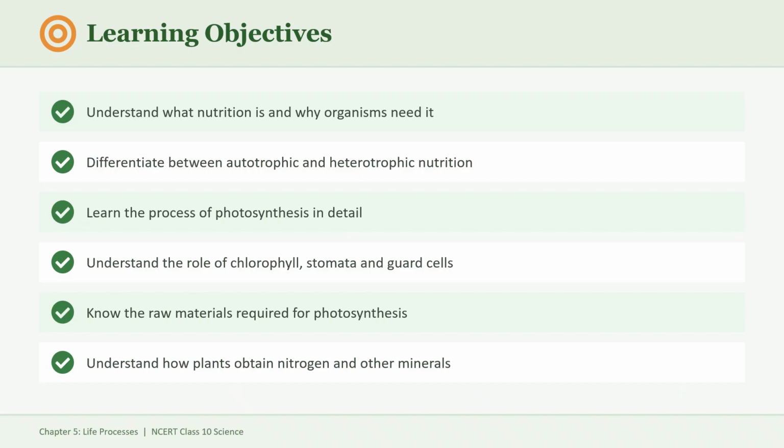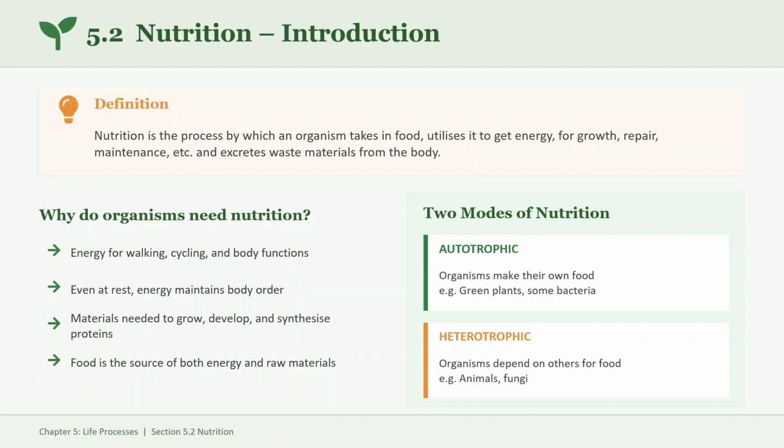So today we are going to learn what is nutrition and why organisms need it. And also we are going to differentiate between autotrophic and heterotrophic nutrition. We are also going to learn the process of photosynthesis in detail, and understand the role of chlorophyll, stomata and guard cells, and also the raw materials and how plants obtain nitrogen and other minerals. Let's start with the part today.